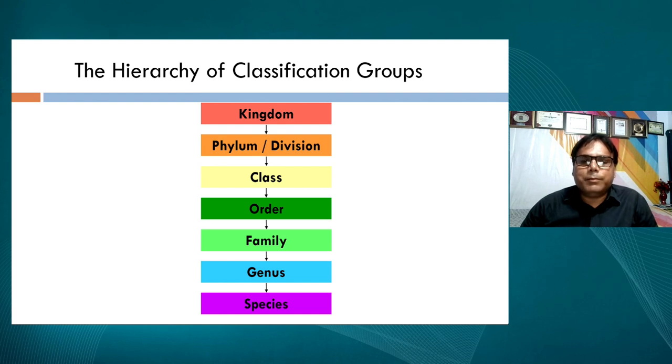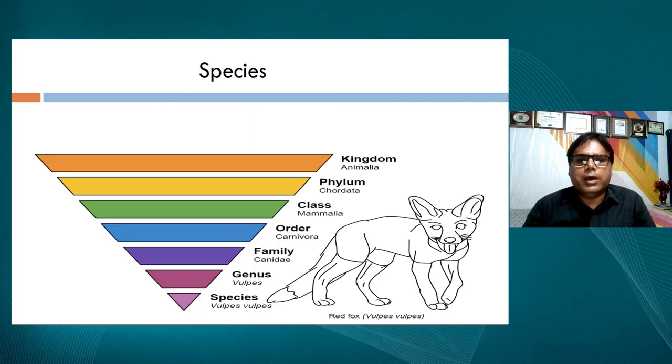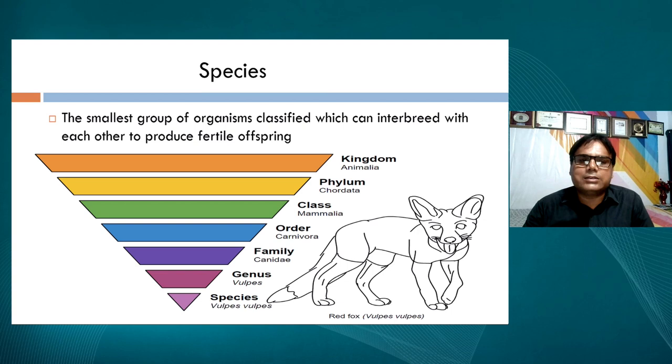The term phylum is used in the case of animals, and the term division is used in the classification of plants. So you will be able to see that this is the hierarchy of classification groups, and in this hierarchy you will see that species is the smallest unit.